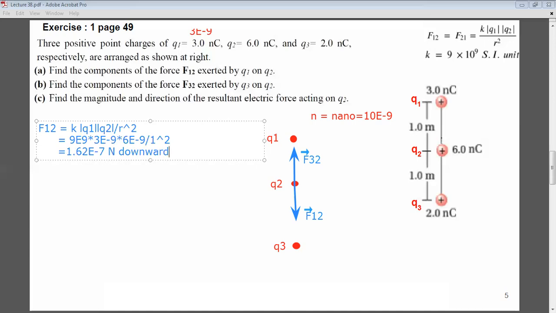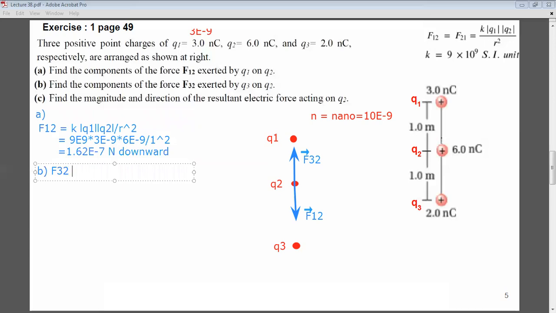Okay, so this is the component of vector F12. I can either say it is 1.62 times 10 to the power minus 7 Newton downward, or just draw it and say the magnitude of it is 1.62 times 10 to the power minus 7. Okay, so this is part A. Then part B, I have to get the components of F32.